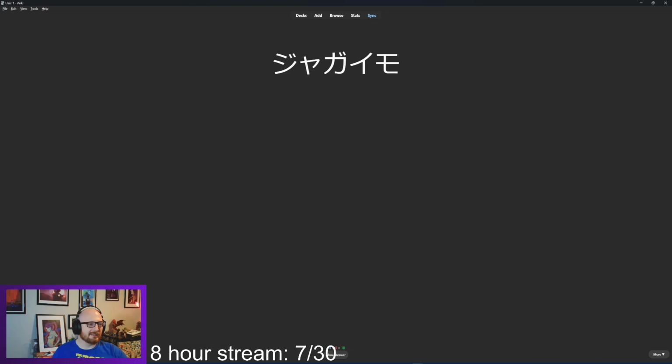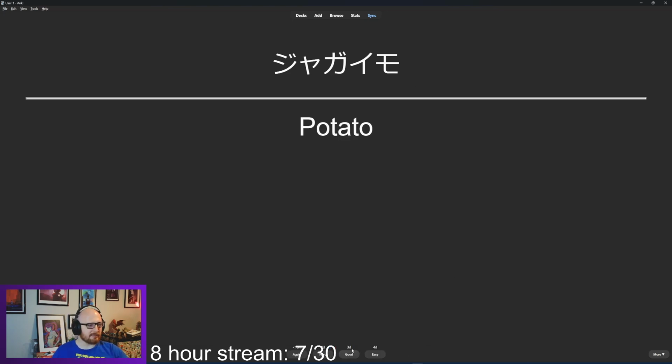Here we have shi with dakuten becomes ji, with small ya becomes ja, jagaimo, potato. Jagaimo is potato, which I need to get better at. Also, I have heard plenty of Japanese just say, potato furai, to mean like fried potatoes, like French fries and stuff. So don't think that you won't hear potato, because all of those are sounds you can make in Japanese as well.